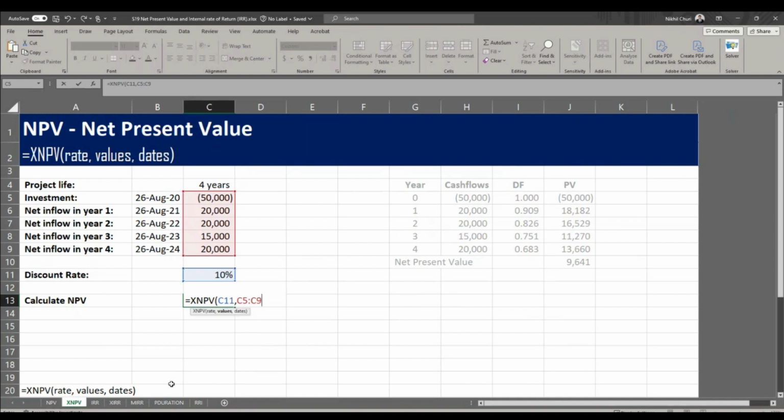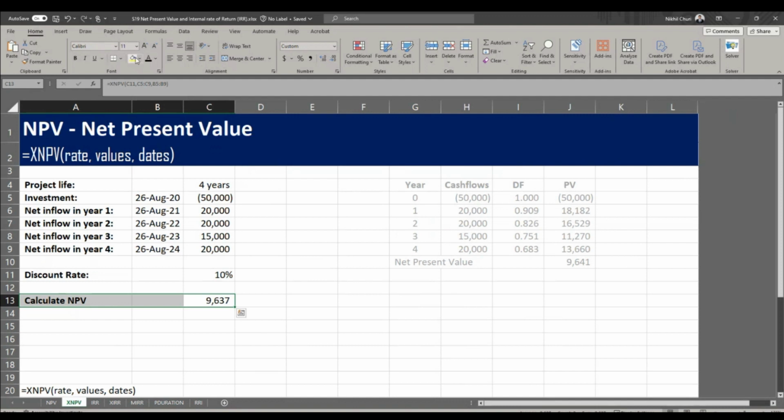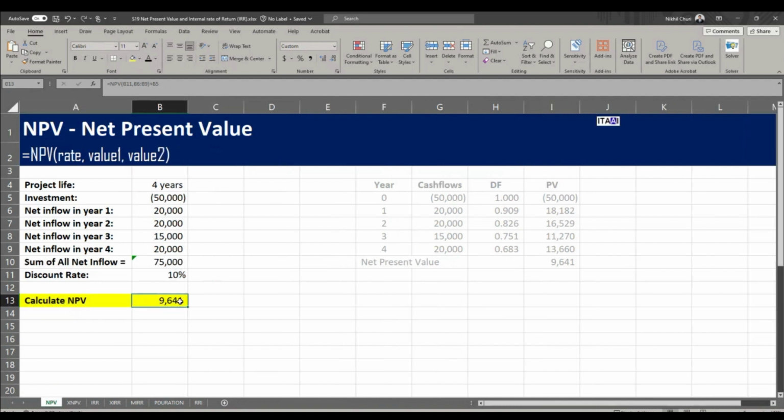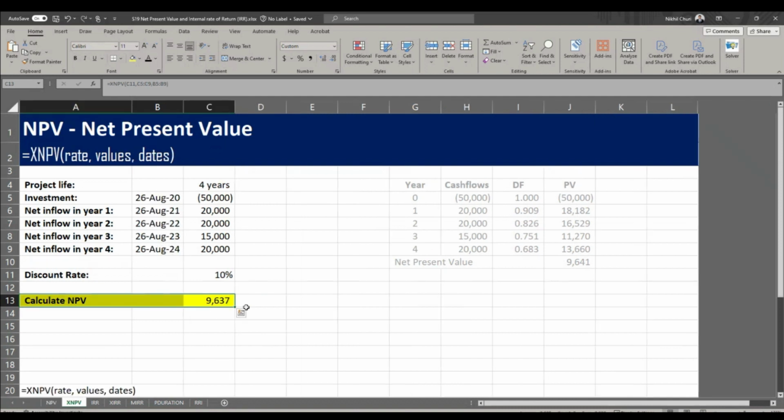One more thing is, there are dates I need to add. So I'm going to select this series of dates as well. Now I'm going to close it out and say enter. And you see I get this calculated NPV value. Again, this number is very close to what we found over here, which is 9641, and this is 9637. So it's very close. This is how you utilize this XNPV formula.